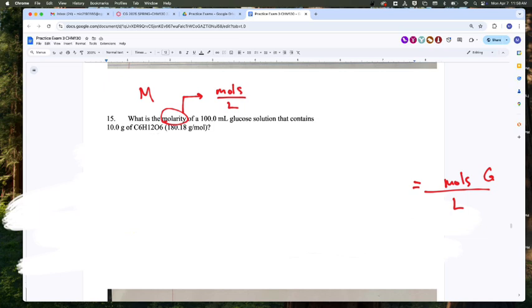Okay? We've got a bunch of given information. And if we're following our patterns that we've talked about before, we could say we had, what? It was 100.0 milliliters of the solution. And we have 10.0 grams of our glucose. And we also have 180.18 grams of glucose per 1 mole of our glucose. So, what do we do?